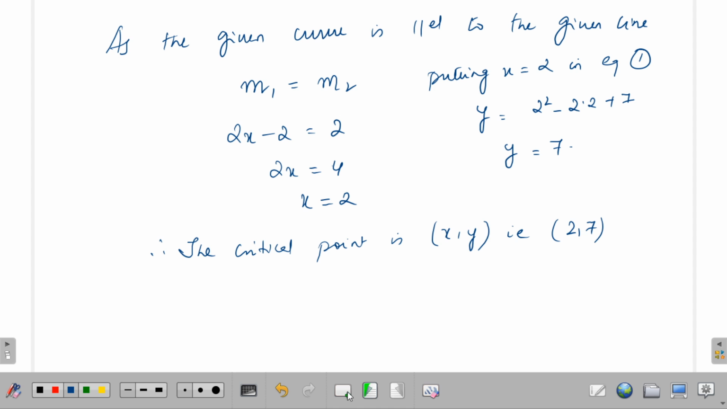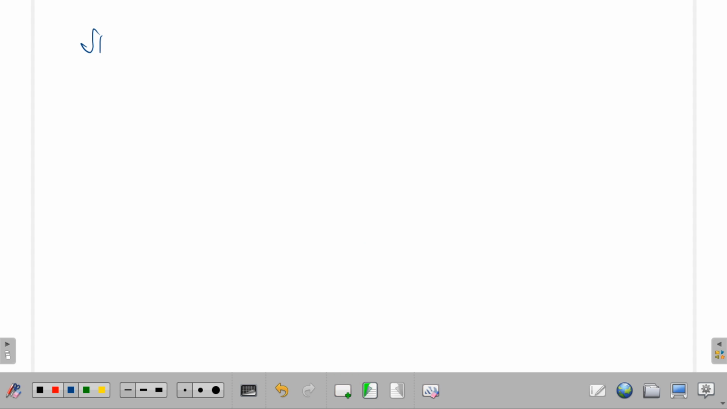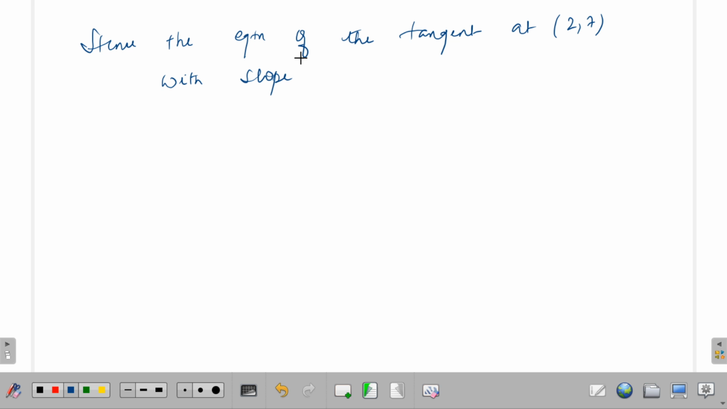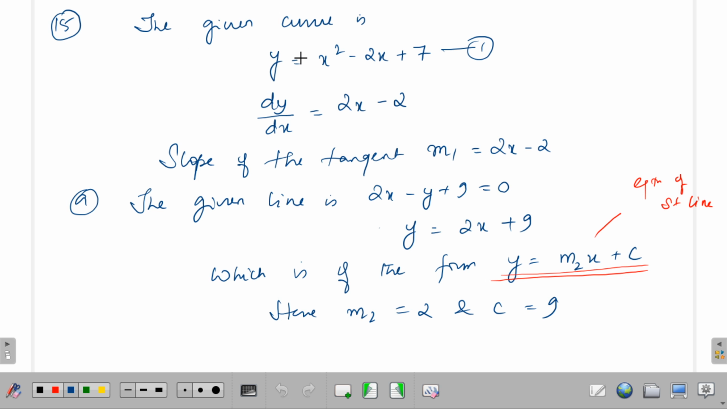So again, let me go to the next page. I can say hence the equation of the tangent, because I defined the equation of tangent, and the point I got to be 2 comma 7 with slope. Now let me come back to your slope. If you look over here, the slope of your tangent is nothing more than m1, and I got 2x minus 2.